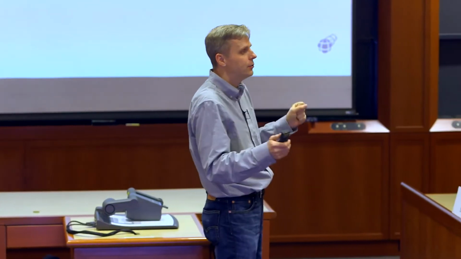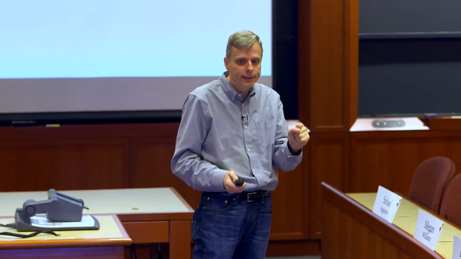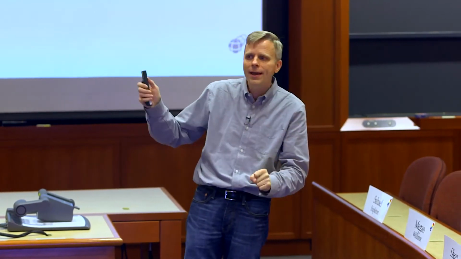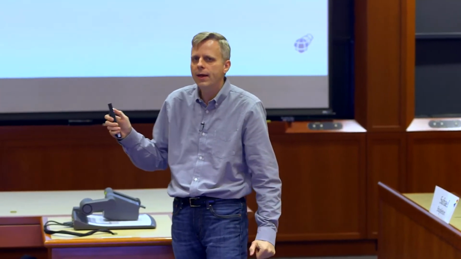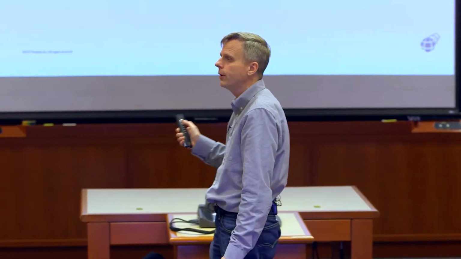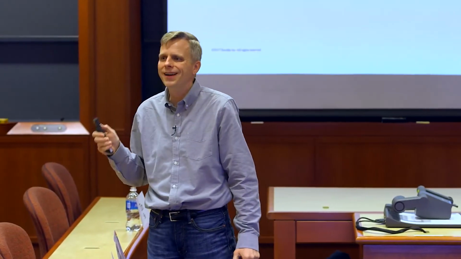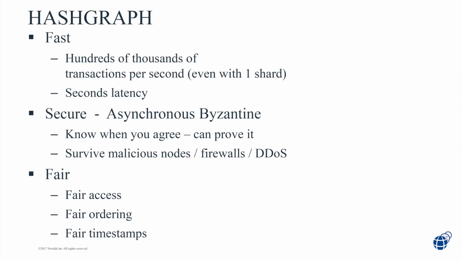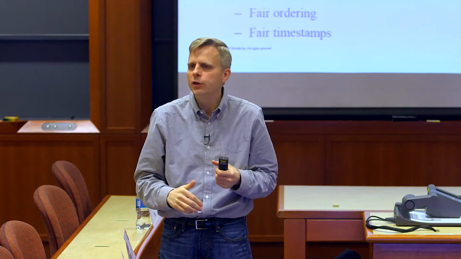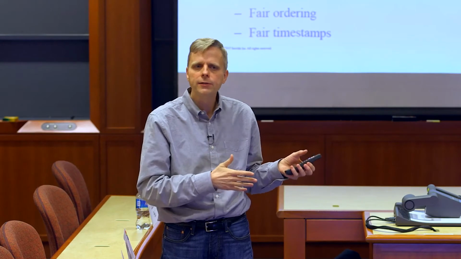However, Hashgraph is not slow, but it's still asynchronous Byzantine, and it also has a new property that ledgers usually don't talk about at all, and that is fairness. In fact, we have 3 different kinds of fairness here. So we want to have our ledger putting the transactions in order, and we want to have good timestamps on them. Honestly, if you're doing a cryptocurrency, you don't really care about this very much.